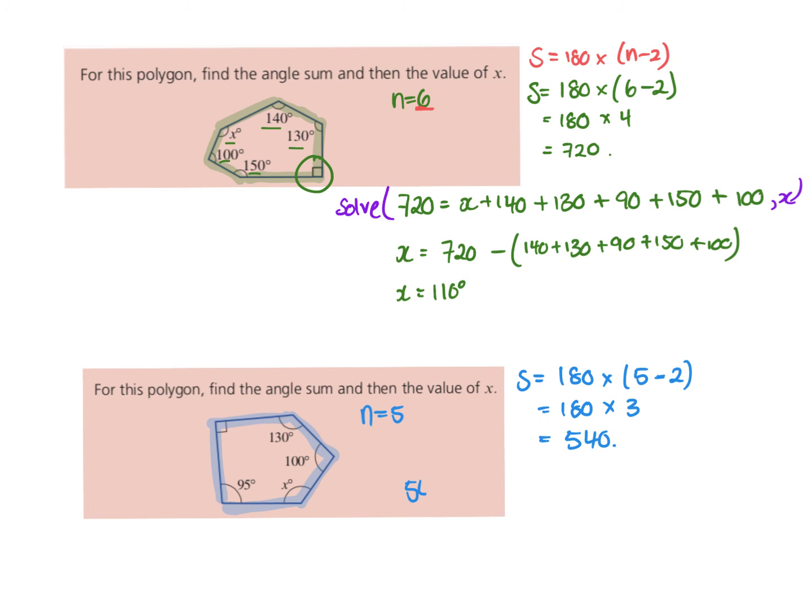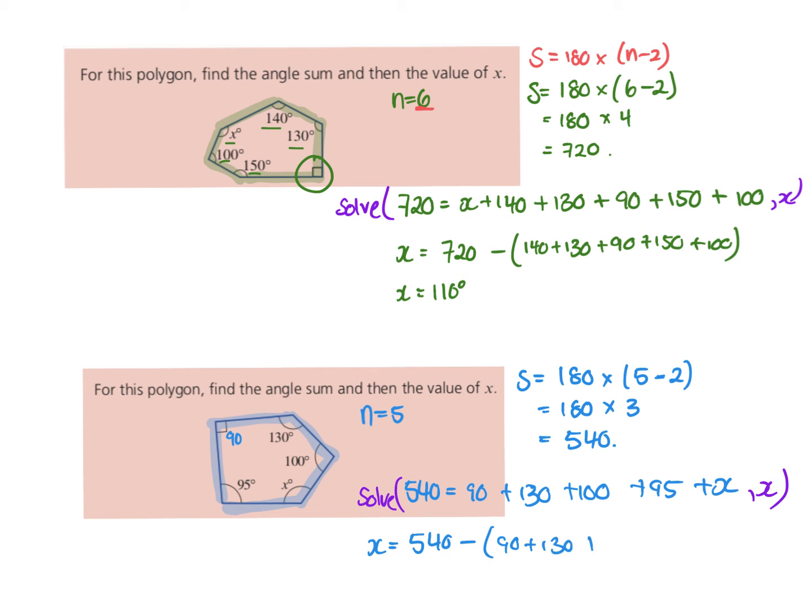So I could say 540 equals, now this is 90, so 90 plus 130 plus 100 plus 95 plus x. And you can do solve if you like. It's sometimes good to practice the solve function so you get quick at it. Or some people might just go, all right, x is going to equal 540 minus all the others added up. So it's the same process, but you're doing it differently.